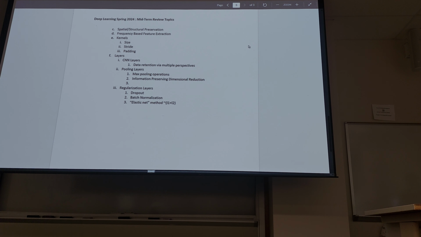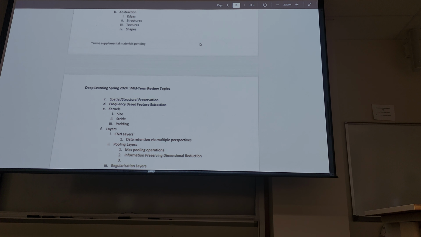So spatial preservation, structural preservation, frequency-based characteristics of feature extraction, right? How do we get the features? What are we looking for? What's the idea of putting abstraction together to create and to propagate forward values?